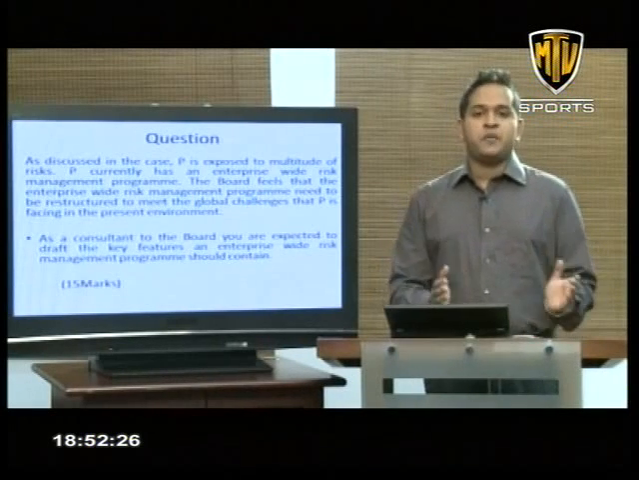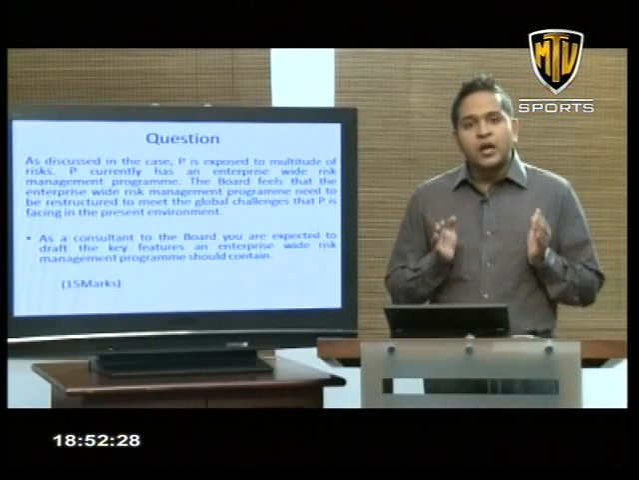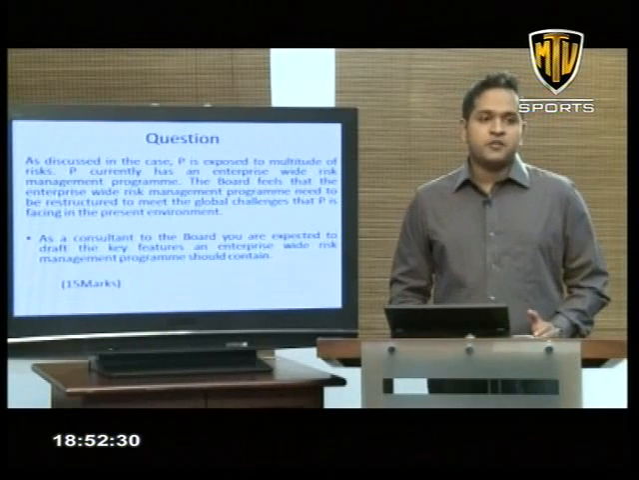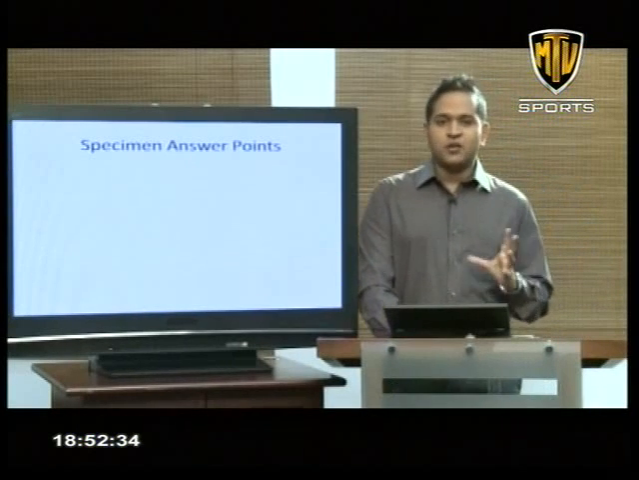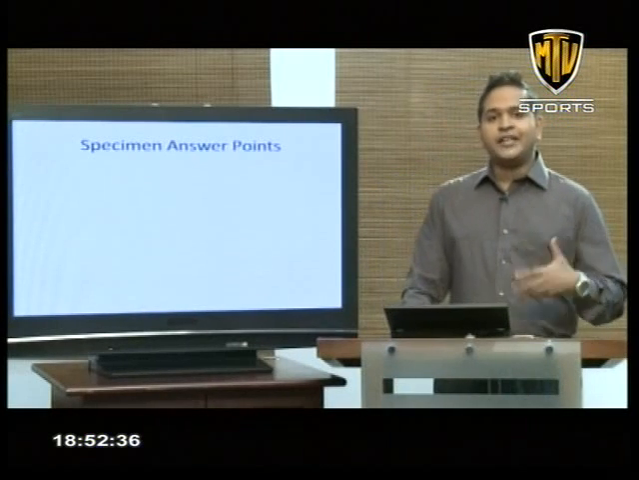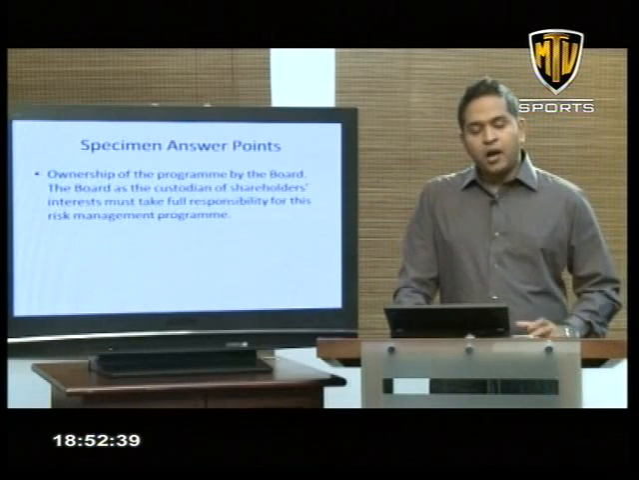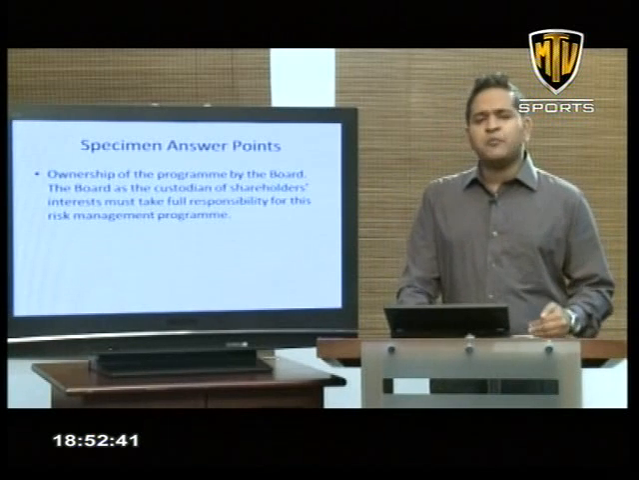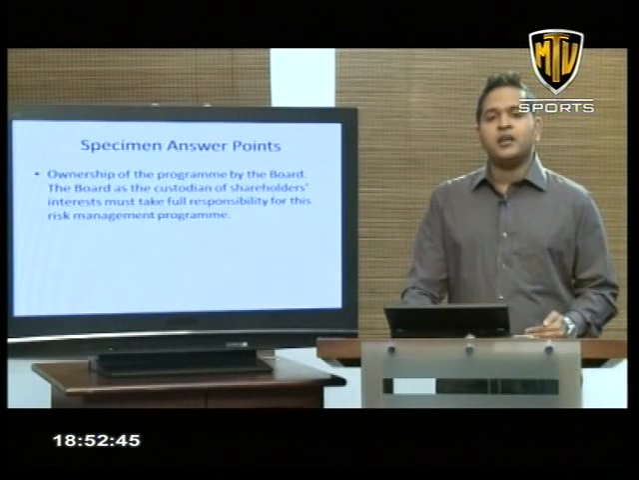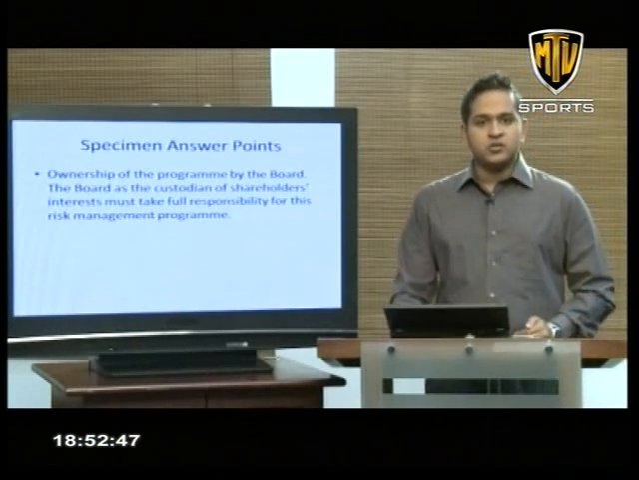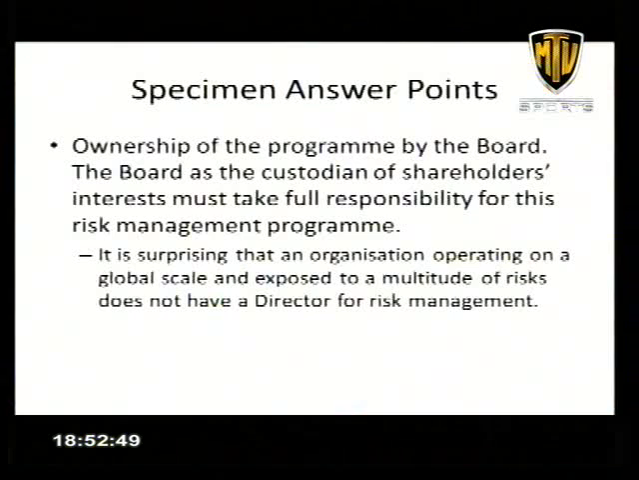What are the key aspects you should cover to run an enterprise risk management program? I'm just taking you through some quick points. Obviously, you need to add more depth to this when you're writing an answer. Number one, a critical point in running an enterprise-wide risk management program is that it has to be a top-down approach. The blessings, the direction should come from the top itself, from the director board itself. So the ownership should be taken by the board.